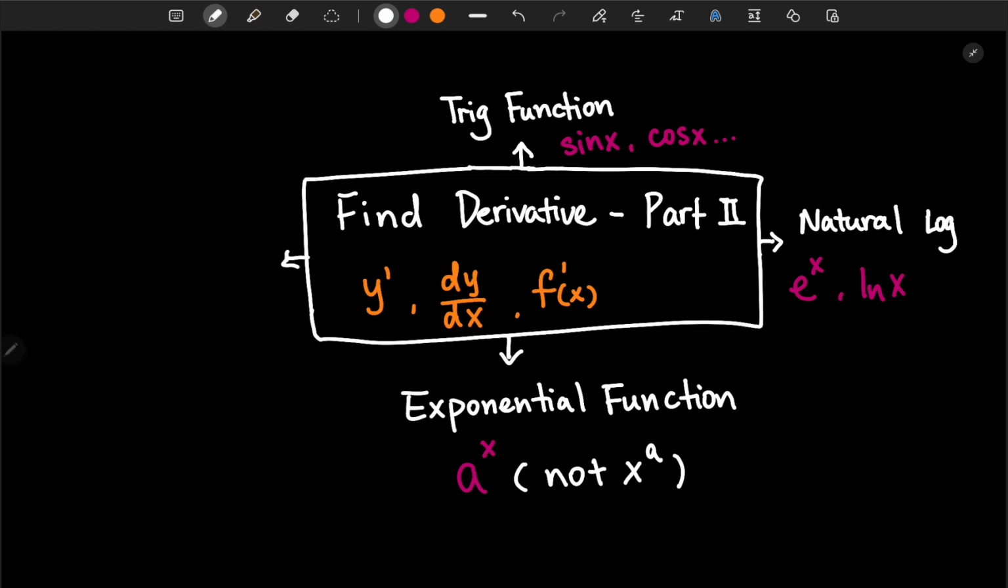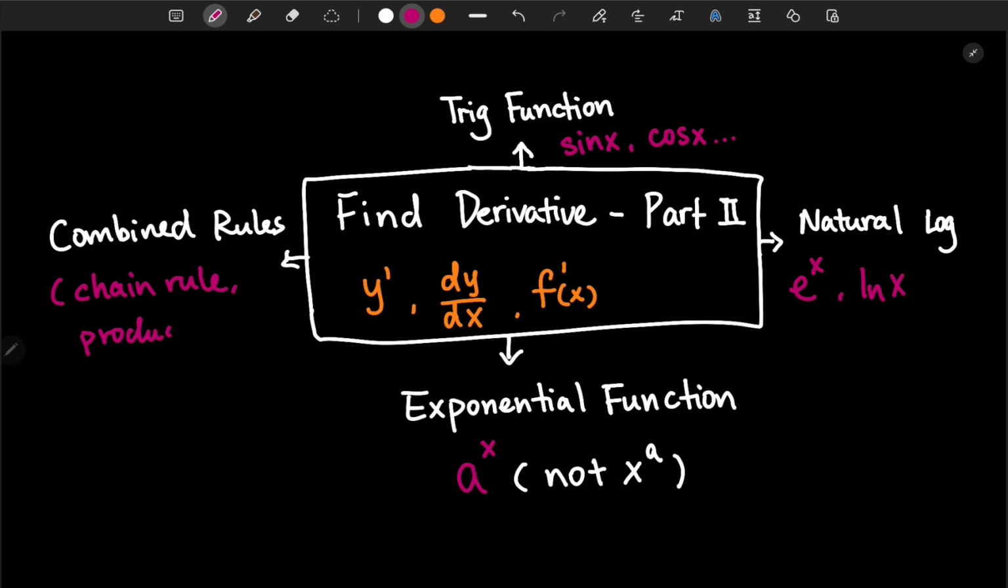And last but not least, we're going to learn all the combined rules. Sometimes you might be given a function that's a combination of all of these. So in that sense, you cannot use a single rule to solve it, but rather you would need to use multiple rules, such as the chain rule, the product rule, the quotient rule, all combined. And we'll do some practice on that as well. So hopefully by the end of this video, you are an expert at taking derivatives.